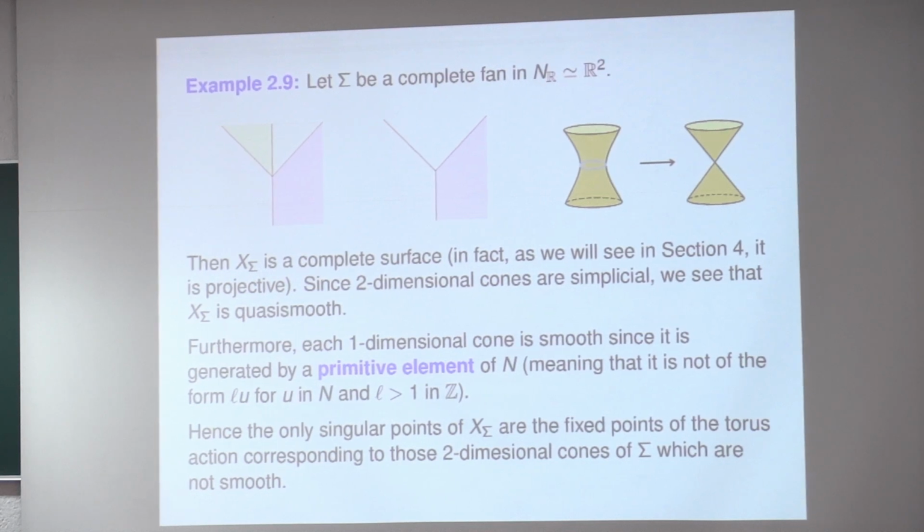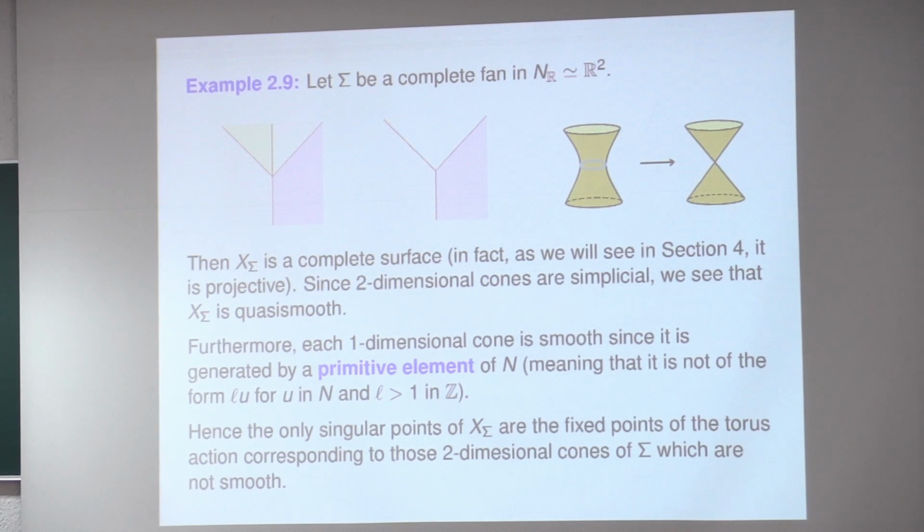And there is this observation that we were making before. The bigger cones are two-dimensional. Those are automatically simplicial. I mean, they are generated by two rays that are distinct, so those are linearly independent. So those are simplicial. So then it has finite quotient singularities.